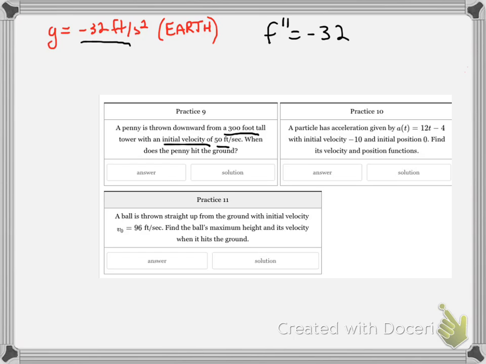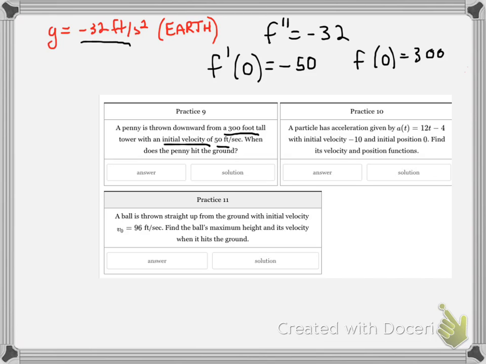That means f prime of 0 is 50. Now, it's being thrown downward, so we make that negative because it's going towards the ground. And we know that the initial height of the building is 300. It's helpful to have all that information because when we integrate, that's going to help us find c.